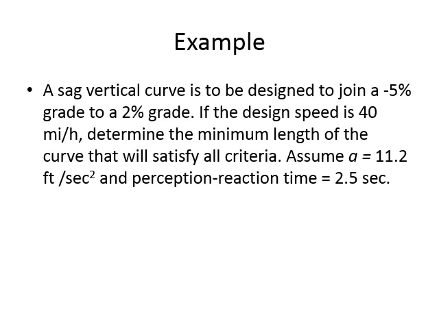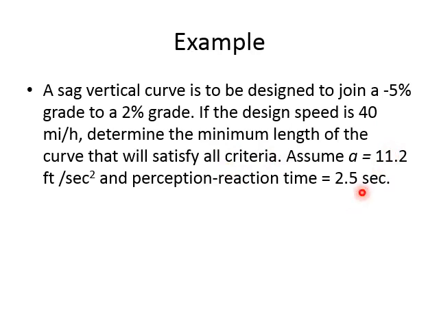So let us look at this example. We have a sag curve and it's joining minus 5% with 2%. So G1 is less than G2, minus 5 is less than plus 2, right? Design speed is 40 miles per hour. You have to find out the minimum length of the curve to satisfy all criteria: sight distance, appearance, and comfort.